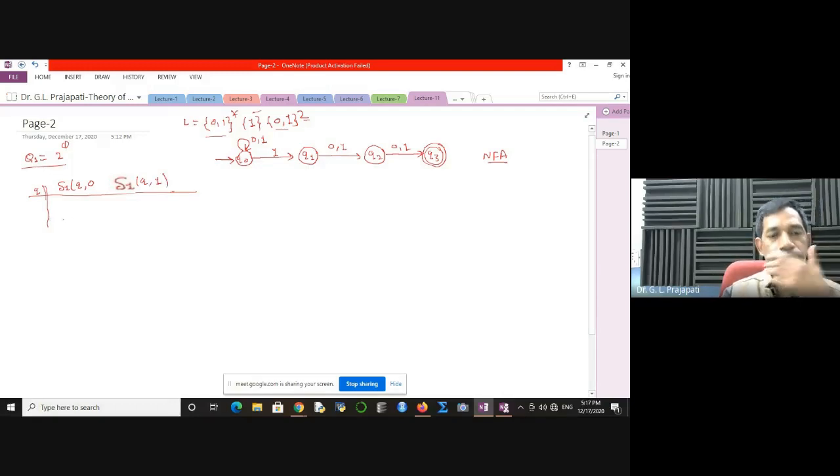Now we know that you have to start from the initial state. The initial state of your DFA is what? Q1 is equal to what? This is Q0, a subset. So the initial state of your DFA is {Q0}. Now this is the initial state, the state of the DFA, and you have to define the transition on behalf of the NFA.